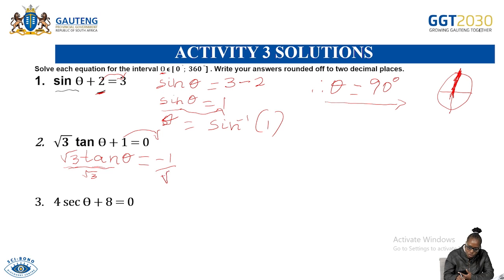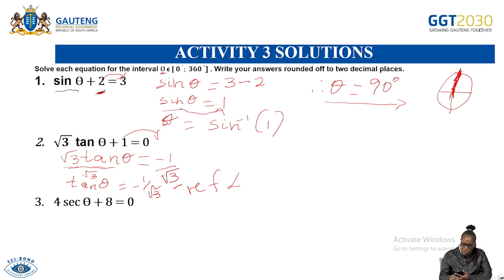When you divide by root 3, you are left with tan theta equal to negative 1 over root 3. And I am solving for theta. I want the solution that will satisfy this value, meaning I must find my reference angle.